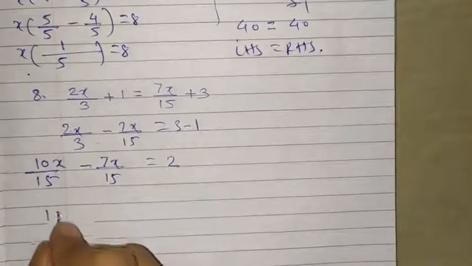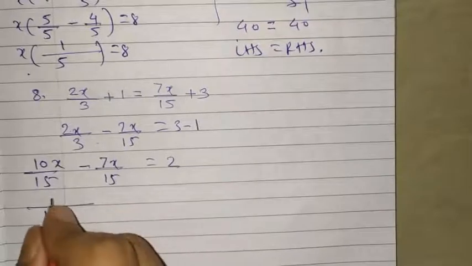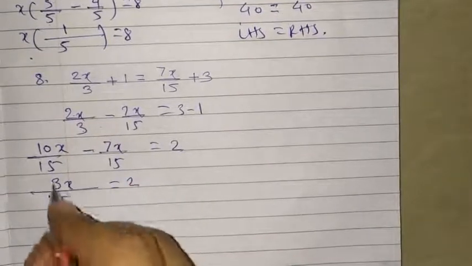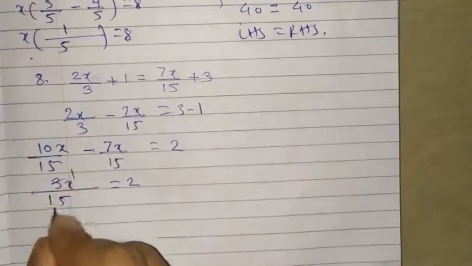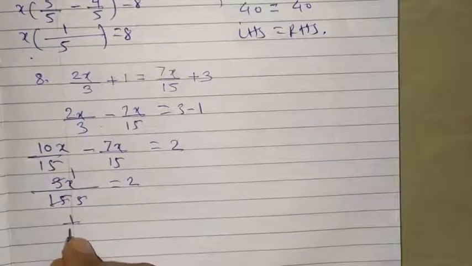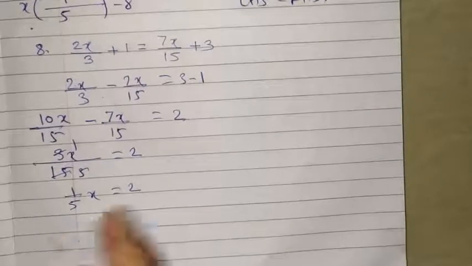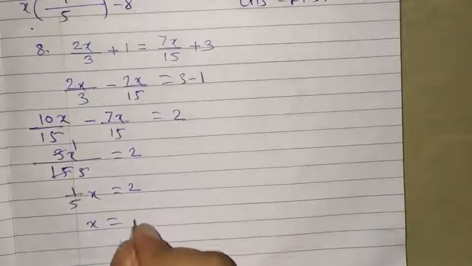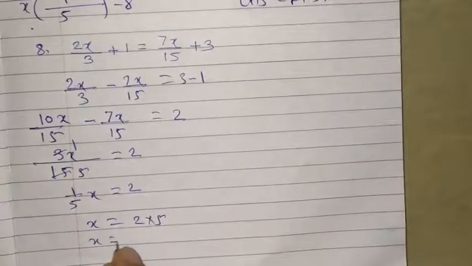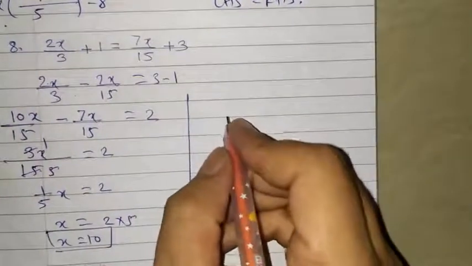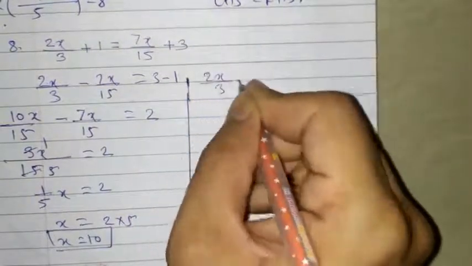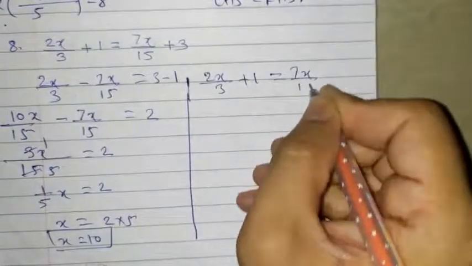And here denominator is same, right, as it is. 10x minus 7x is 3x equals to 2. So here we can cut this number, both are divisible by 3. 3 ones are 3, 3 fives are 15. So here it is 1 upon 5x equals to 2. It means x equal to 5 you can shift in other side. It is downside, so it will go in upside. 2 into 5. So x is 10. This is the solution. And now we will cross check the answer. So again you write the question as it is. So our question is 2x upon 3 plus 1, 7x upon 15 plus 3.